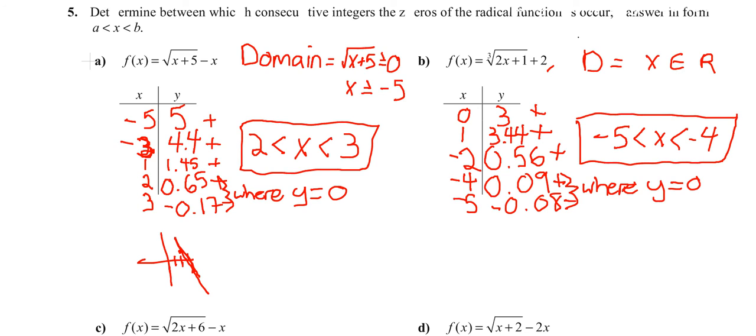Really simple. Find the domain. If it's a cube root, there will be no restriction on the domain. The domain will be x element of the reals. Start plugging in points. You're trying to figure out between what two x values the y value would equal 0. So where you have a plus and then a minus, the 0 will be between those 2 points, as shown here.